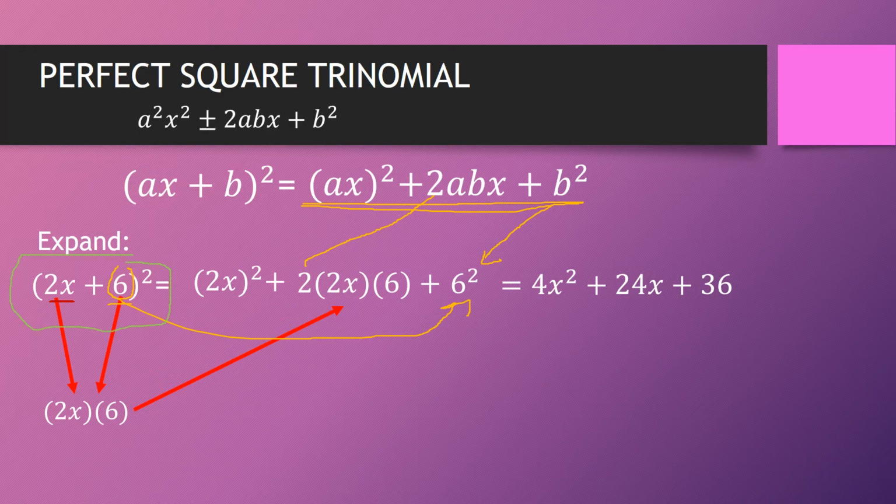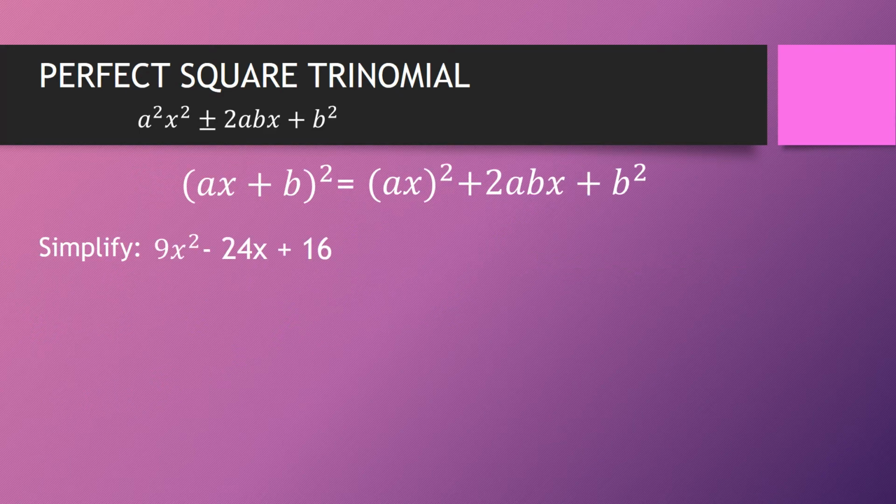This expression here is a perfect square. Next example. In this example the process is inverse. I give you the expression in expanded form, and I need to find A and B to write this expression in this form. Number one, I need to find what is A and what is B.